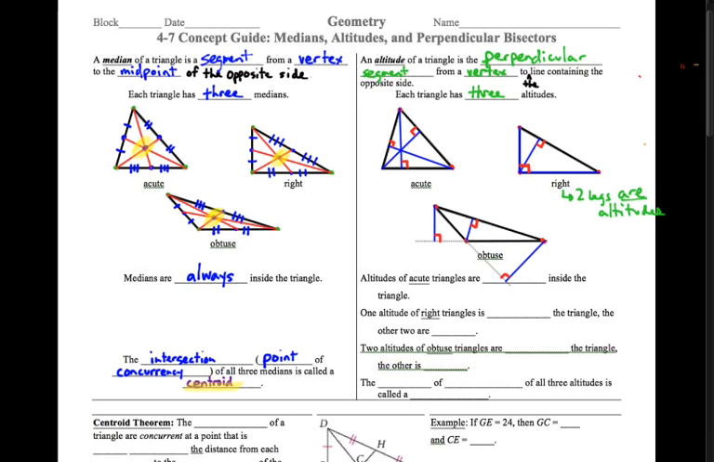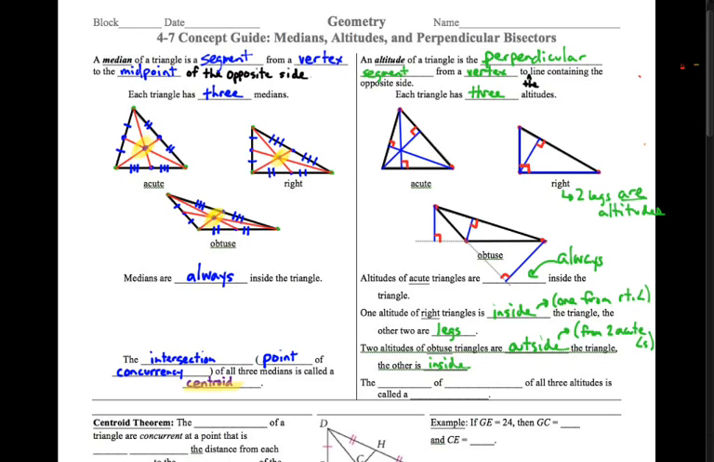So altitudes are different based on what type of triangle you're talking about. If it's an acute triangle, they're always inside the triangle, as we see up here. If it's a right triangle, two of the altitudes are legs. The one that comes from the right angle is inside. An obtuse triangle, two of them are outside, and then the other one is inside. If it comes from the acute angle, it's outside. If it comes from the obtuse angle, it's inside.